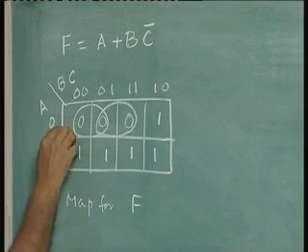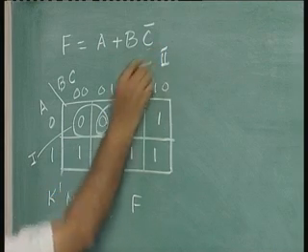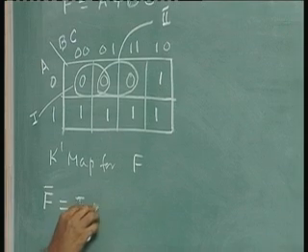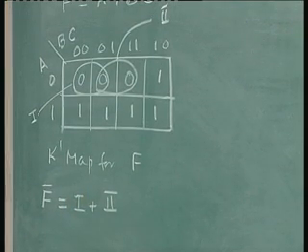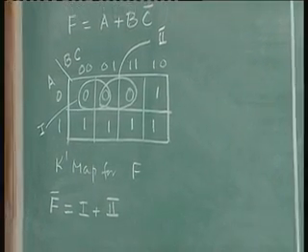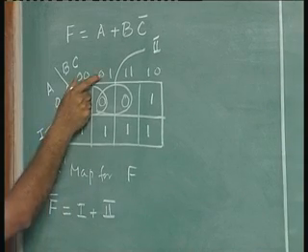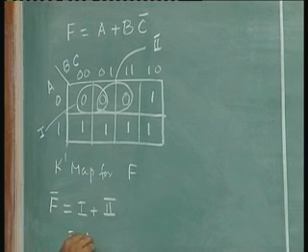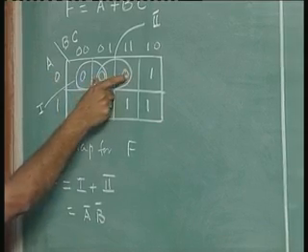I will call this prime implicant 1 and prime implicant 2. F bar is the sum of prime implicant 1 and prime implicant 2. When you say sum, you really mean the OR operation. So what is prime implicant 1? This is A bar B bar, correct? This is A bar B bar. And this is A bar C.